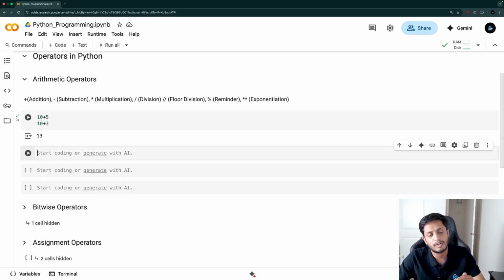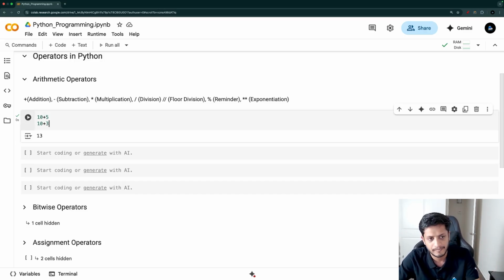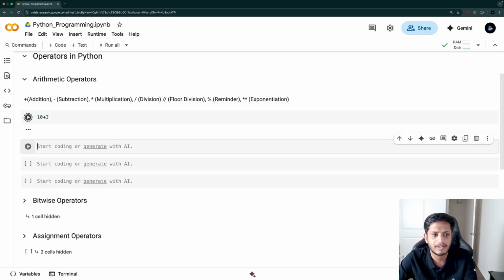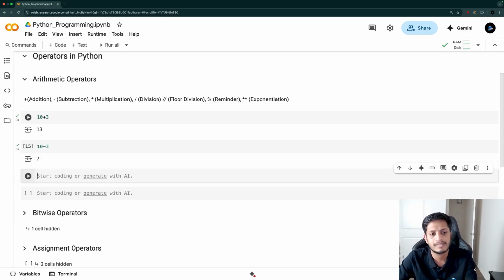If you have to print the output of all of them, you have to use the print statement that we will see in the coming lectures. But for now, let's use this utility and write only one statement in a cell, and it will automatically display the output. So if I do 10 plus 3, it will give me 13, and similarly if I do 10 minus 3, it will give me 7. When I run this cell, it will give me 7.